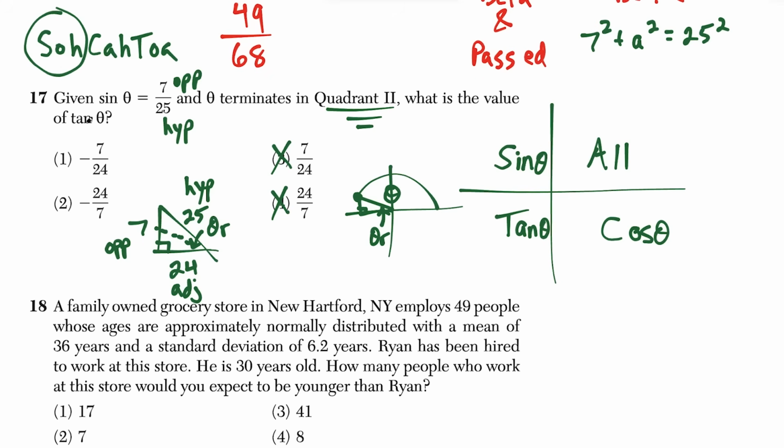So if I'm looking for tangent theta, we are in quadrant 2. This is a quadrant 2 angle, so I can automatically say it's negative. Then I use my reference angle here and take the ratio of the opposite over the adjacent, and I'm doing 7/24. So our correct answer here is choice 1.